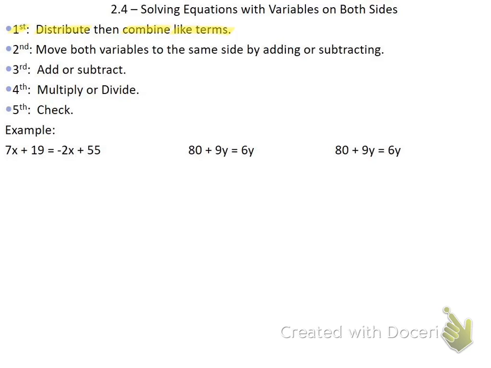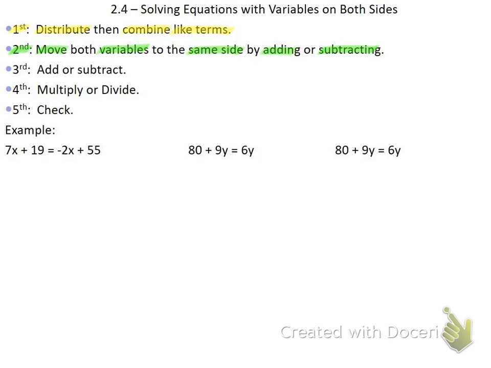The next thing that we want to do, and this is the new part, is that we want to move our variables to the same side. And just like when we move stuff from one side to the other, we'll do that by adding or subtracting. The rest, the third, fourth, and fifth steps, are all the same as what we did before. So we'll just keep on with that process.